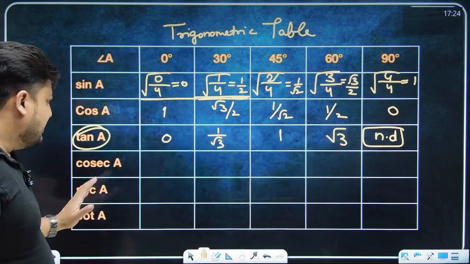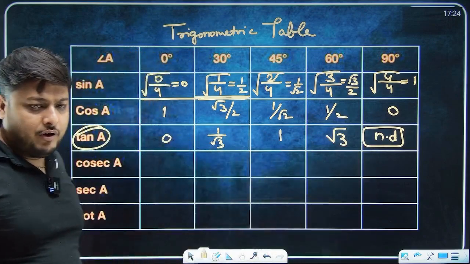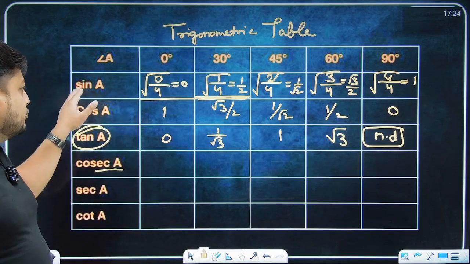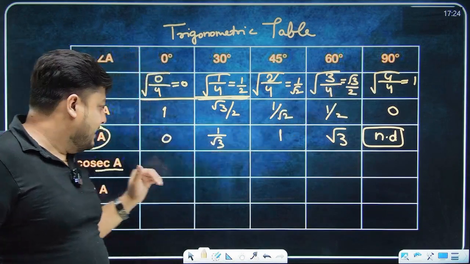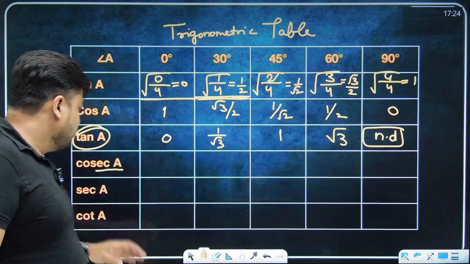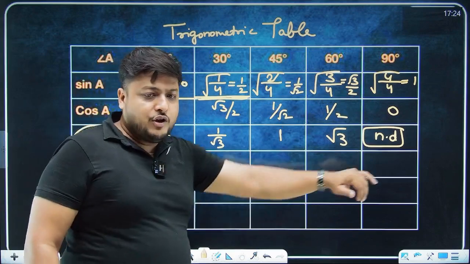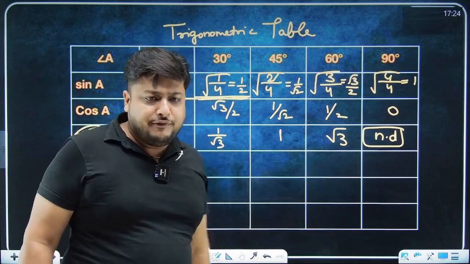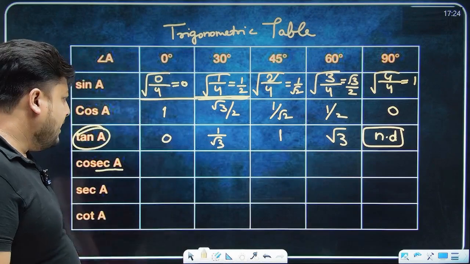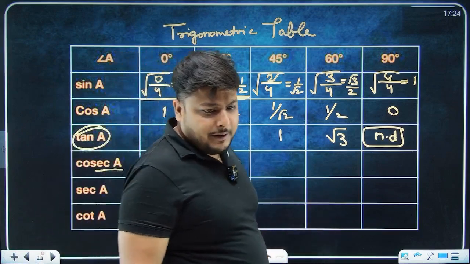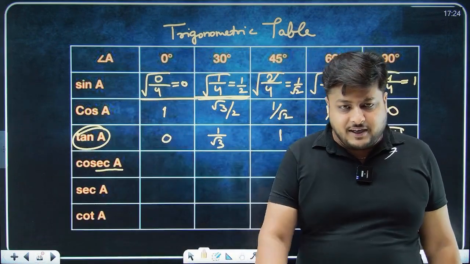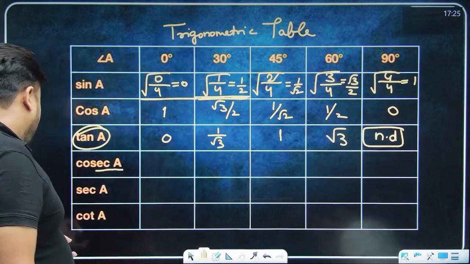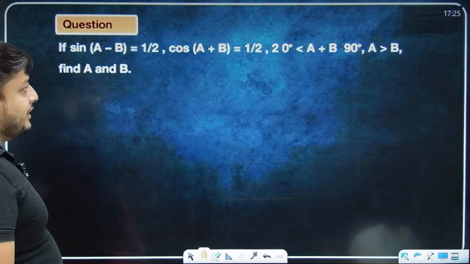Okay, so you can fill the remaining values using the reciprocal formulas, like cosec A will be 1 upon sine A. So just take the reciprocal of sine, and you will get the values of cosec A. Just take the reciprocal of cos A, you will get the values of sec A. Just take the reciprocal of tan A, you will get the values of cot A. Okay. So I am not filling the full table. You can see this table in your respective books also. You have to learn this table also. Okay. So I am going to proceed with the questions of trigonometry.